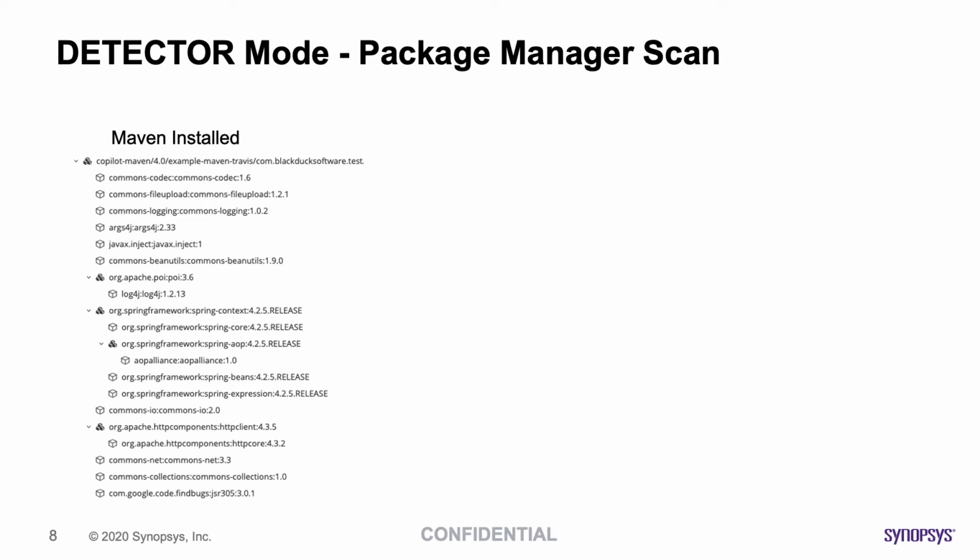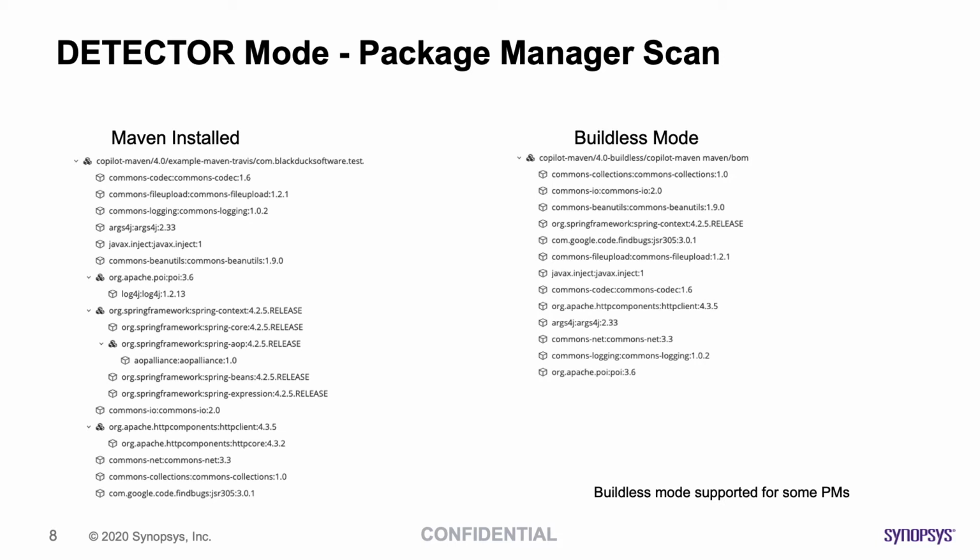If you don't have Maven installed and you want to do a partial scan, there is a build list mode available for multiple package managers. And by specifying this, it will just look at the top level dependencies because it cannot resolve the lower ones. This is a partial scan and should only be considered when you aren't able to perform a full scan.